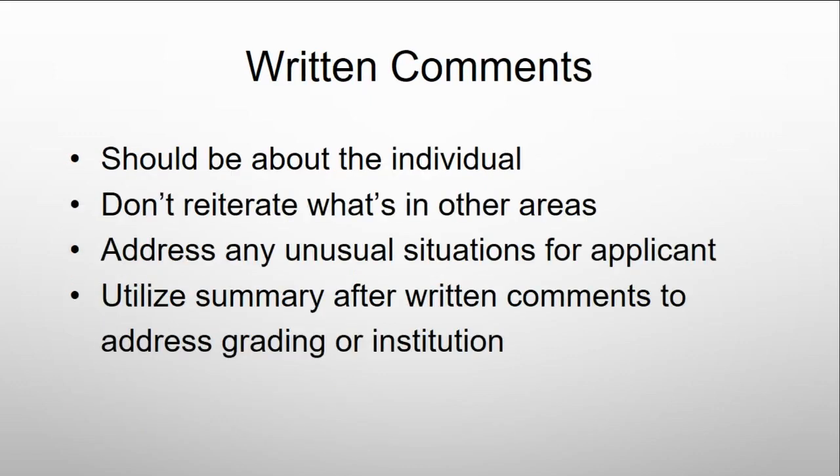So written comments, again, should be about the individual. For those that have not looked at what the SLO looks like, there's actually two different text boxes. The top one is where you need to write information about the individual. Don't write the exact same thing that's in one of the other areas. So again, we'll try to personalize that to the student, and address any unusual situations for the applicants.